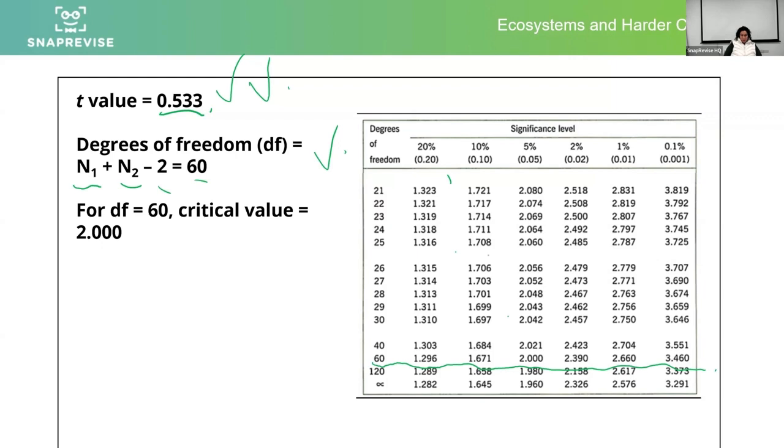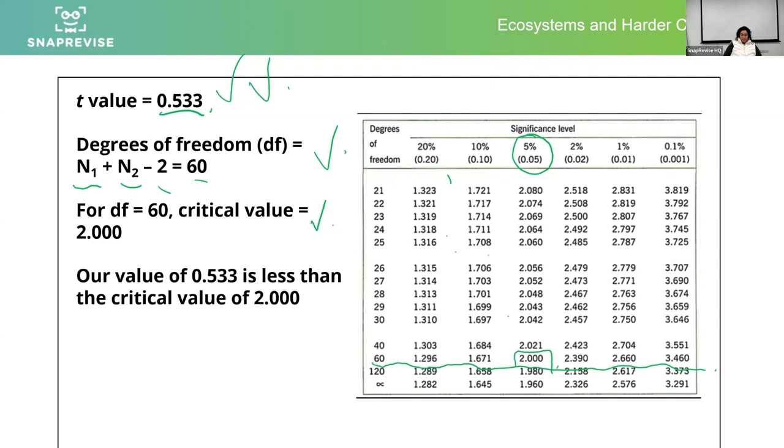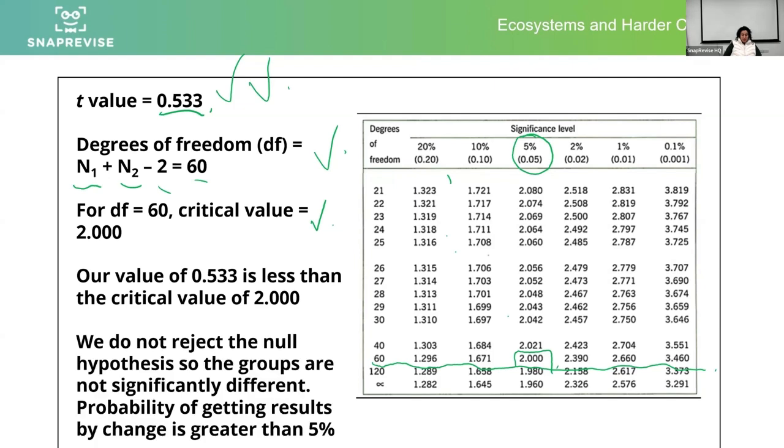So the critical value at the 5% significance level. You can quote the significance level as a decimal like 0.05 or as a percentage, which is 5% here. And the critical value is 2. I get a mark for quoting the critical value correctly. Therefore, since our value is less than 2, we cannot reject the null hypothesis. So the 2 groups are not significantly different. There's another mark. So the probability of getting results by chance is greater than 5%.